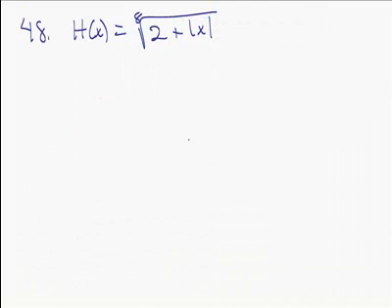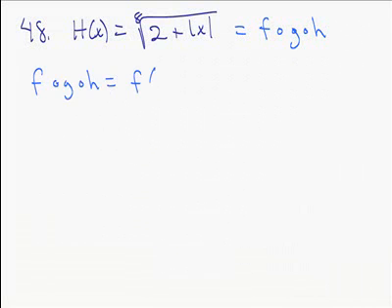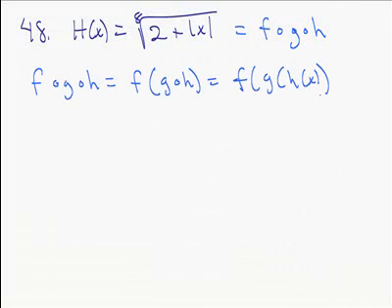Finally, let's look at number 48. We have a function capital H of x is equal to the 8th root of 2 plus the square root of x squared. We want to express this as f composed with g composed with h, as a composition of three functions. Well, let's think about what that means. f composed with g composed with h is going to equal f of g composed with h, or f of g of h of x. So that means we're going to want h of x to be the inside function, then g, and then f.